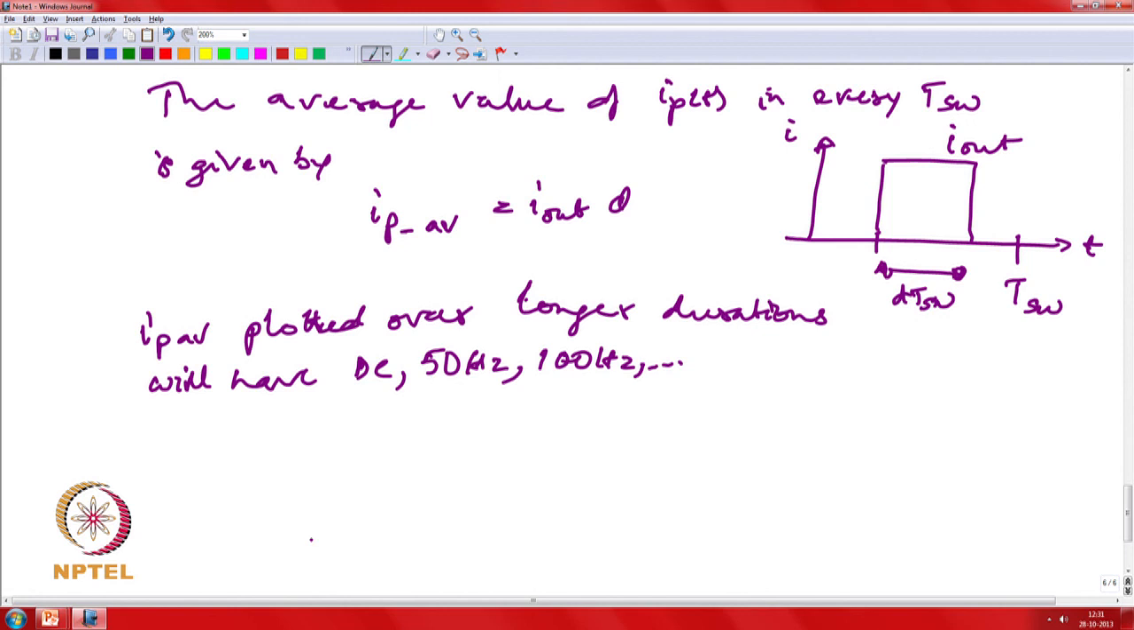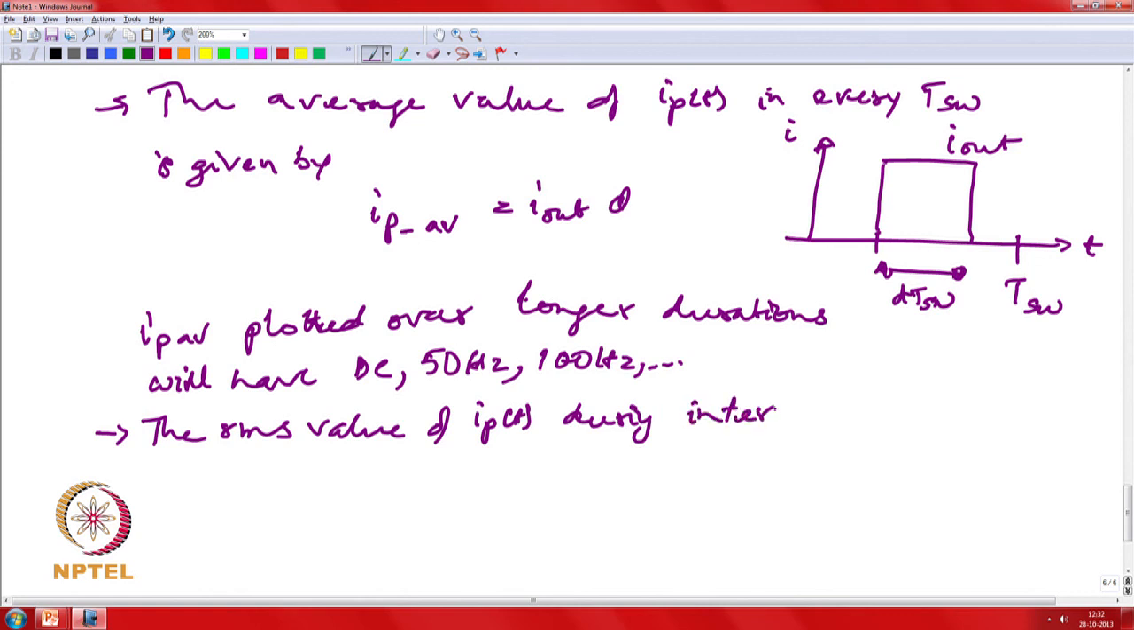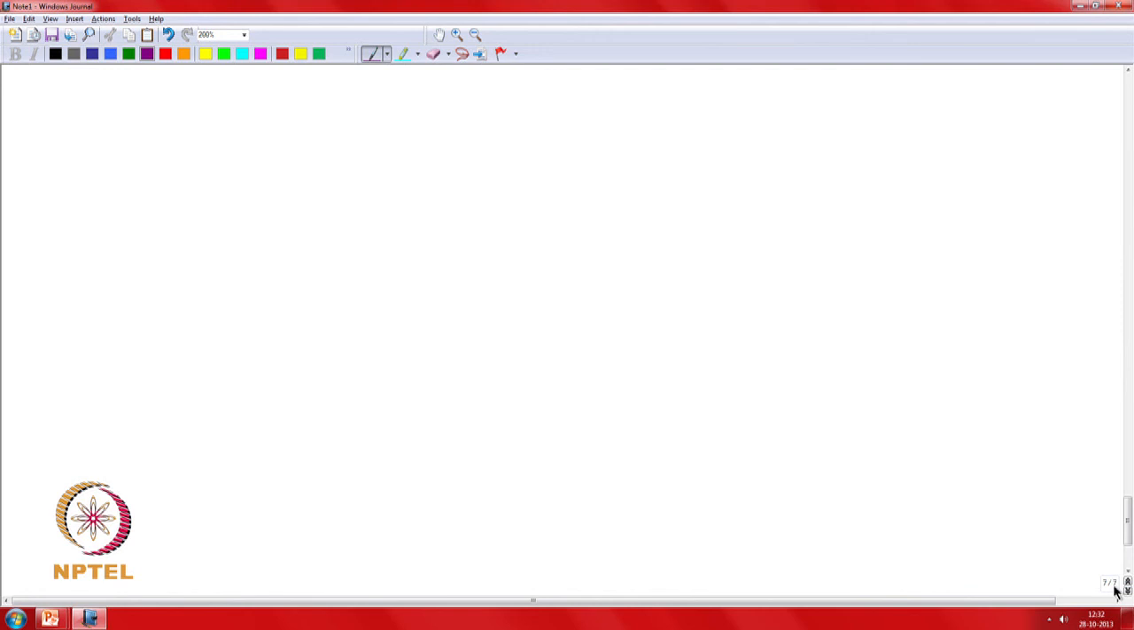You could also then look at what is the RMS value of this IP current which is flowing in your positive DC bus. So, the RMS... So you can calculate what your IP RMS is.